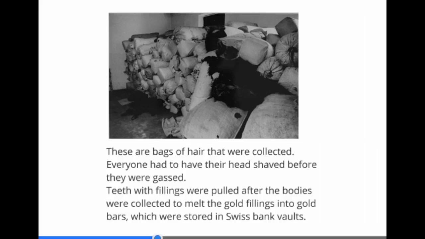Once they were dead, the bodies were collected by some of the slave laborer workers in the camp. You can see here the hair was shaved. The teeth, at the time, dentists filled cavities with gold, which is why the teeth were pulled, and the gold fillings were melted down and turned into gold bars, and those were stored in Swiss bank vaults.